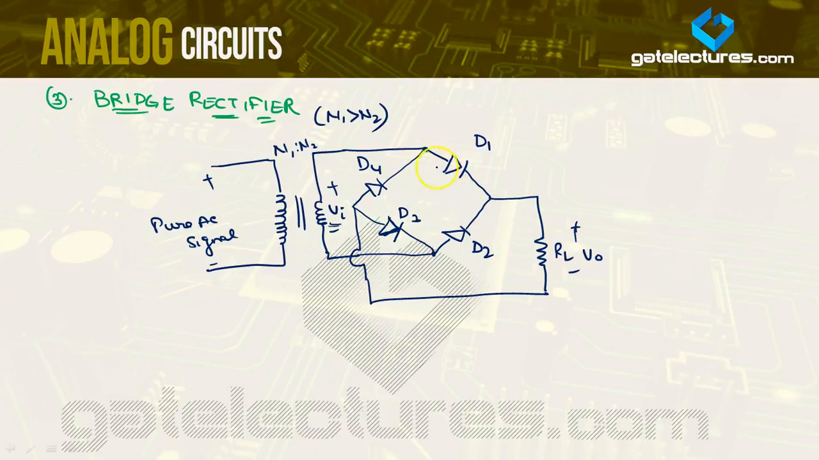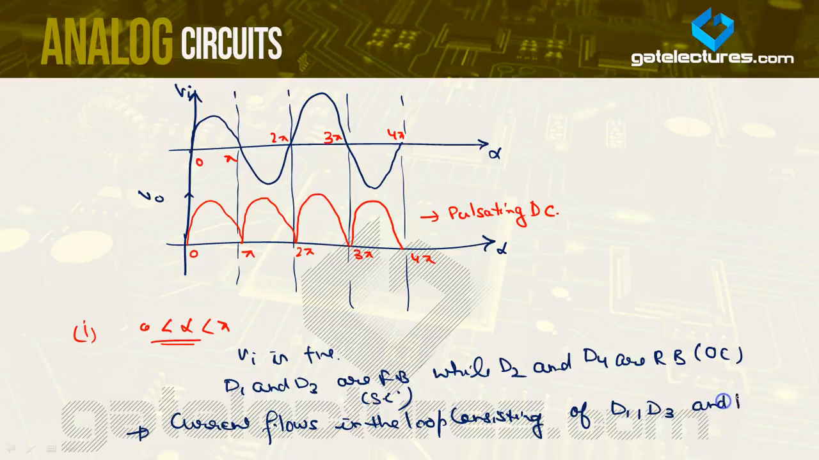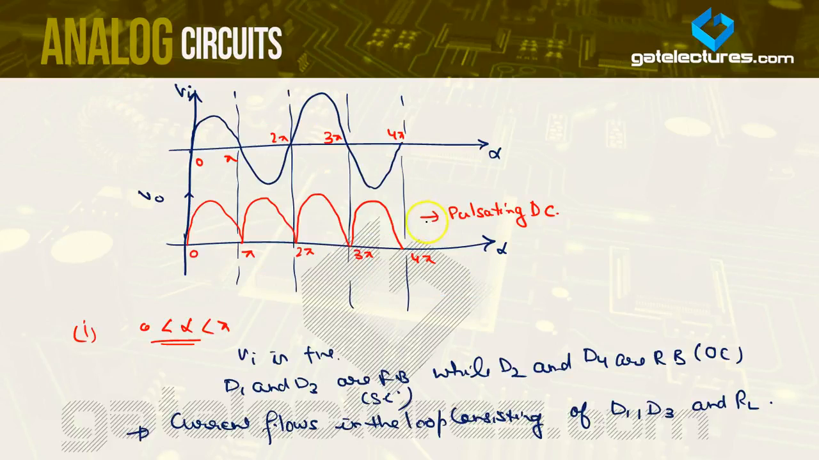So the current flows like this. This is how the current will flow, in the loop consisting of D1, D3 and RL. This is the direction of the current for the first case.